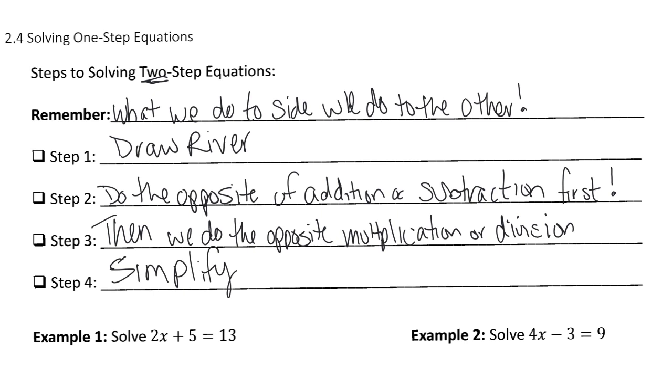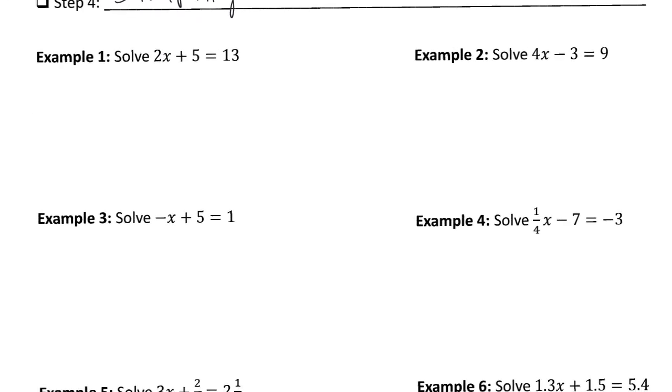So let's look at example number 1. So first thing we do, draw the river. So I'm just drawing a straight line on either side of the equal sign. Then we have to do addition or subtraction first. So I see a +5. So I'm going to do the opposite of adding 5, and I'm going to subtract 5. But I remember we said what we do to one side, we have to do to the other.